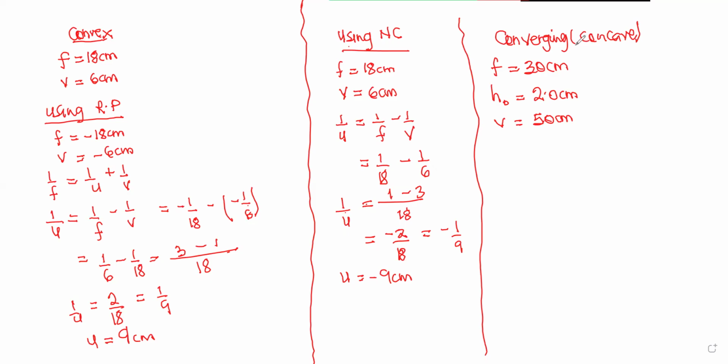Image height. Okay. Now, before you even solve this question, there are things you must apply from ray diagrams. And what is that? You know that there is only one instance where a convergent mirror will form a virtual image. And that is when the object is between the pole of the mirror and the focal point.